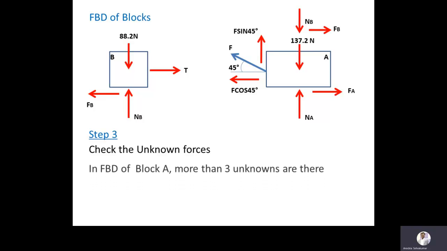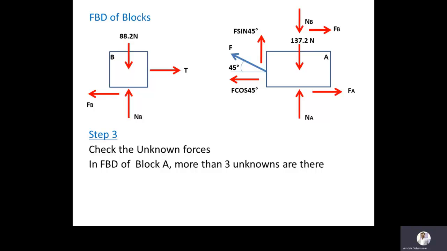Based on the free body diagrams, block A has more than three unknowns, and the free body diagram of block B has three unknowns. We have three equations of equilibrium: summation of horizontal force equal to 0, summation of vertical force equal to 0, and F is equal to mu into N, that is, frictional force is equal to coefficient of friction multiplied with normal reaction, because the given problem is in impending motion. So, the free body diagram of block B.